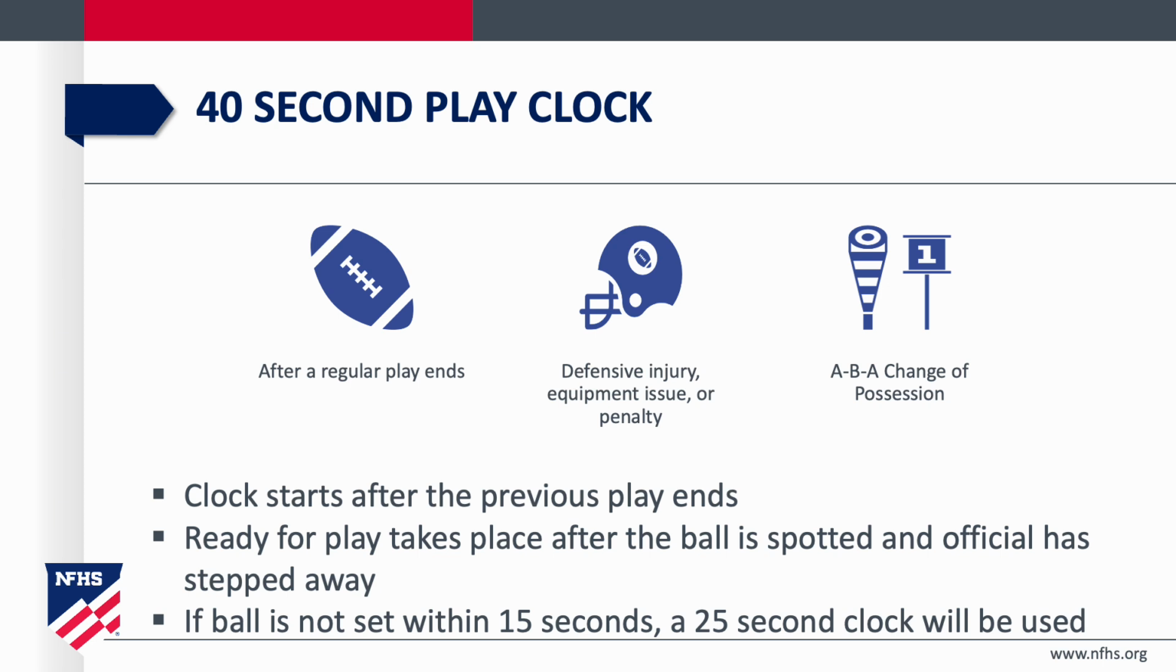The back judge should signal that he needs a 25-second play clock by pumping one hand in the air. The referee should signal back and then chop the play in once the ball is set. Once the referee chops, the back judge should start the new 25-second clock.